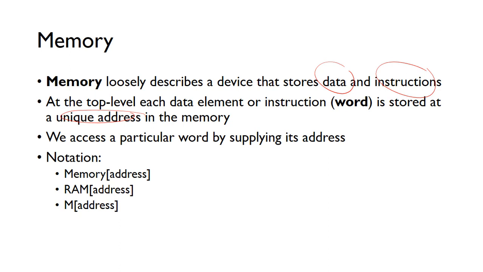There's different notations we can use. We'll use this square bracket syntax, as you can see here. You can either say memory and then in square brackets give the address, or RAM, since there are different types of memory. You can say I'm going to access a particular address in RAM, or use M as a shortcut. We'll say the M square bracket syntax refers to a particular address in memory.